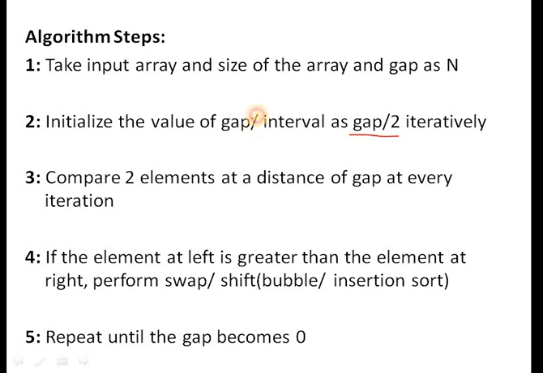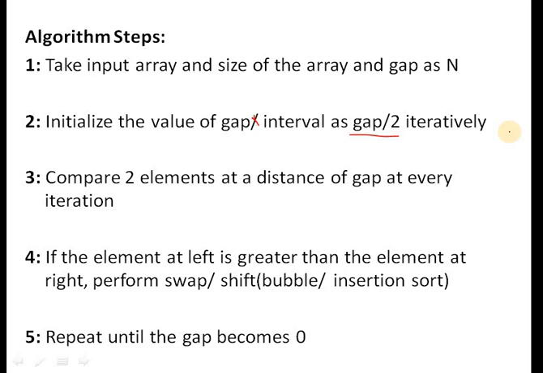Here it is wrongly typed. Gap by 2. You can take gap by 3, gap by 4, so the efficiency depends on this value. For my example I have taken gap by 2, iteratively. The first time the gap is gap by 2. For example, n is 9, 9 by 2 is 4. Next time, what will be the gap? Last time the gap is 4, so 4 by 2 is 2.